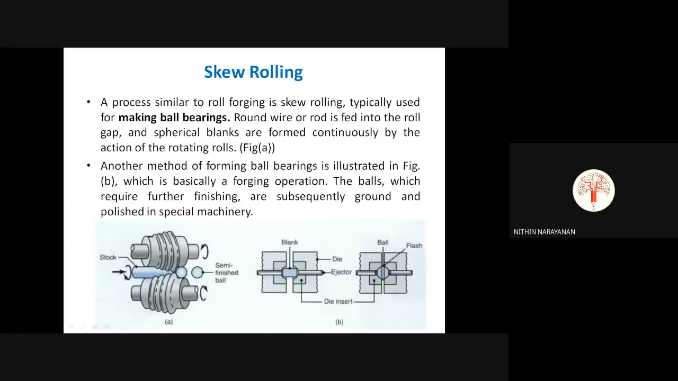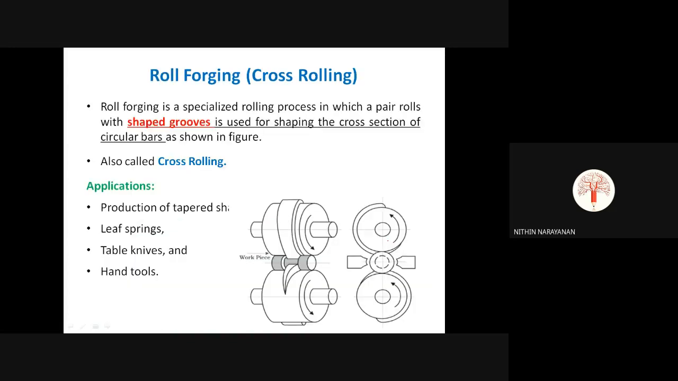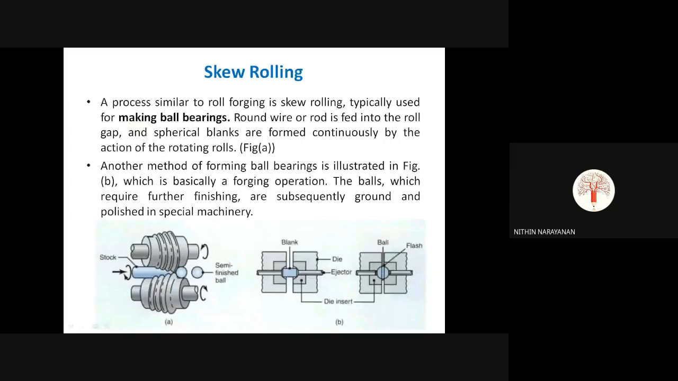Just in order to discuss this topic, skew rolling, which is coming in the syllabus, we have discussed roll forging also. Skew rolling is a rolling process, but it is a ball bearing making process. There are two types of process here. One is skew rolling, which you can see from the first figure, using rollers. Second is a direct forging process, which is also used for making ball bearings. And this process is called skew rolling.